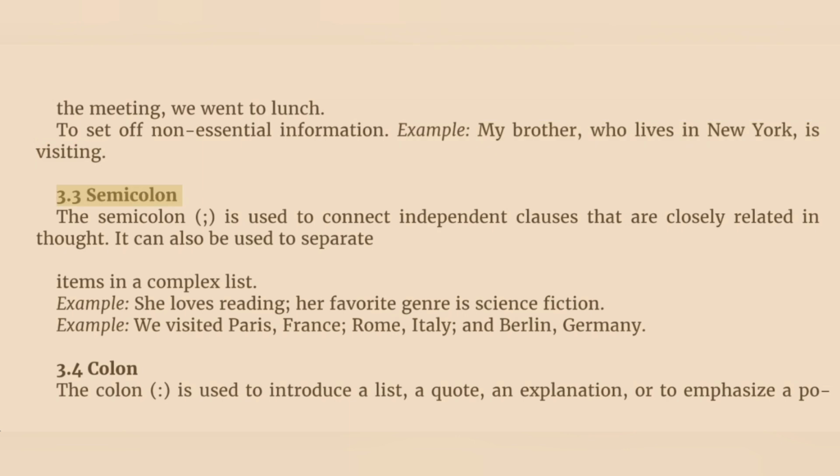3.3 Semicolon. The semicolon is used to connect independent clauses that are closely related in thought. It can also be used to separate items in a complex list. Example: She loves reading; her favorite genre is science fiction. Example: We visited Paris, France; Rome, Italy; and Berlin, Germany.